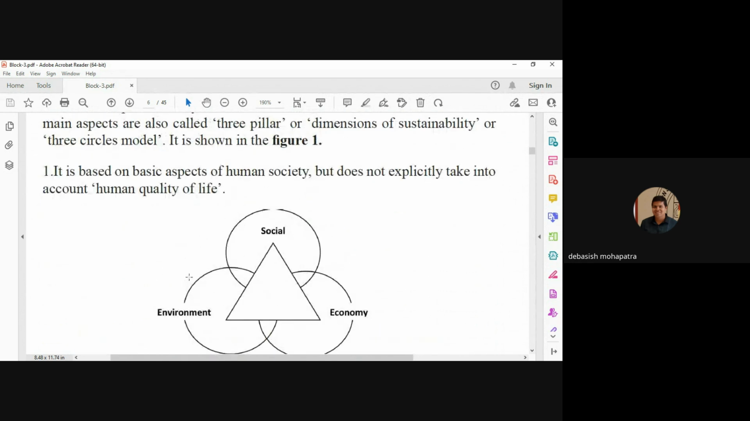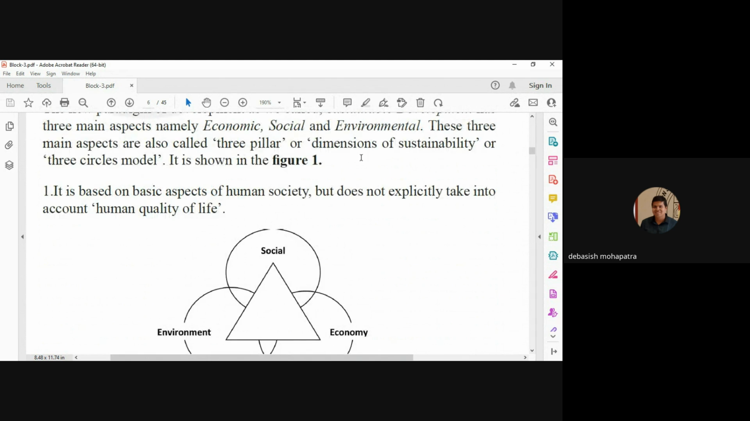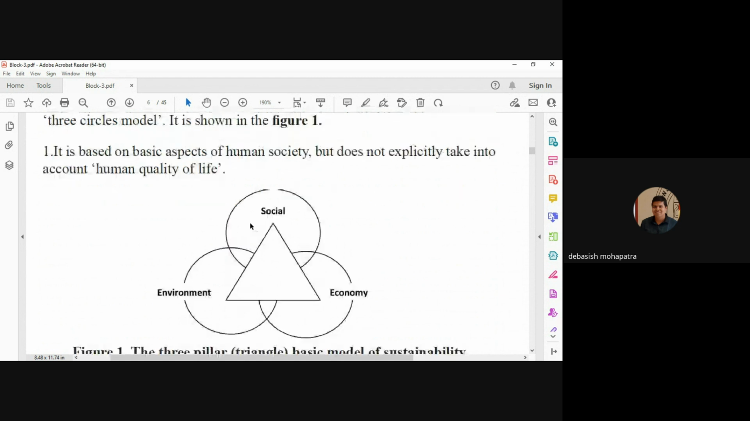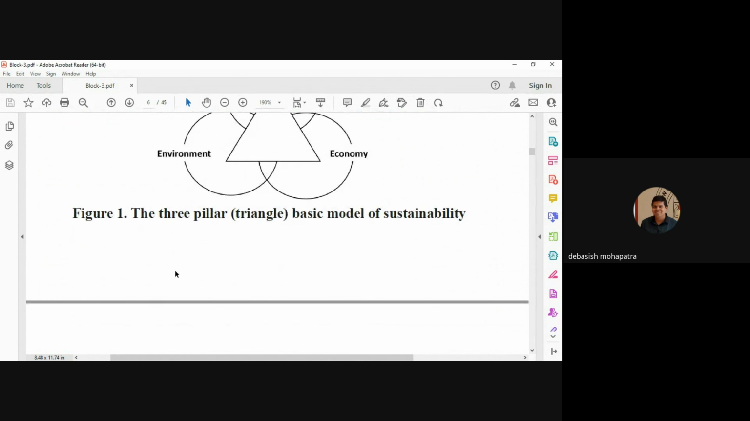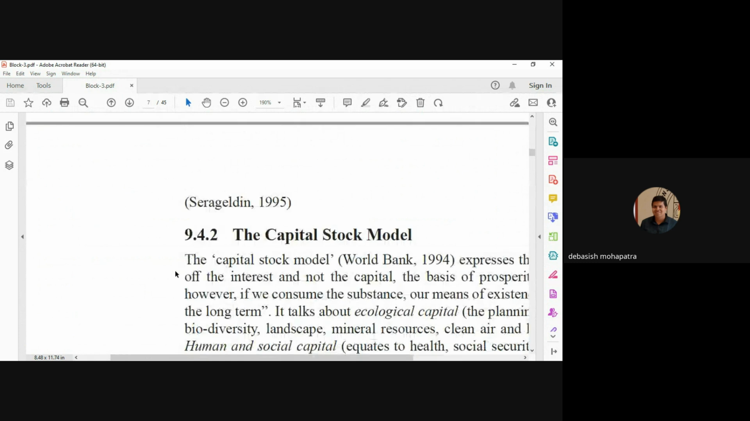Okay. So here, these three main aspects are also called the three pillars or dimensions of sustainability or the three-circle model. It is shown in figure 1. Okay. These are the three pillars: economic, social, and environmental. Okay. It's based on basic aspects of human society, but does not explicitly take into account human quality of life. The three-pillar triangle is the basic model of sustainability.